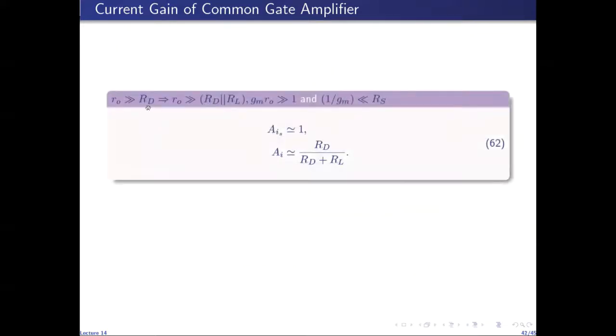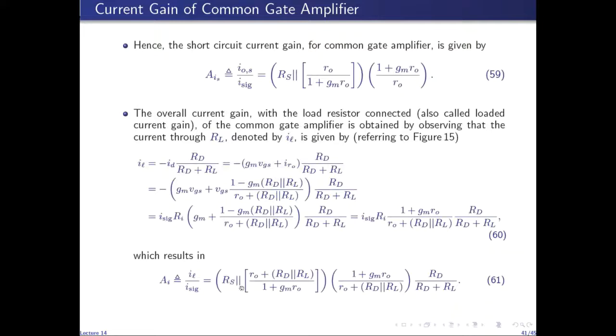Again, under the assumption that small r naught is much greater than Rd, it implies that small r naught is much greater than this parallel combination. And since small r naught is very large, we can assume that GM r naught is much greater than 1. Furthermore, we can make this very reasonable assumption that 1 over GM is much smaller than Rs. So using these assumptions, we can approximate these two expressions in 59 and 61.